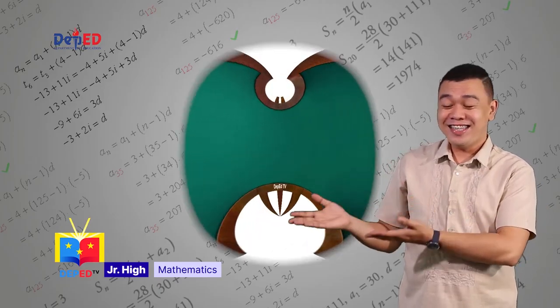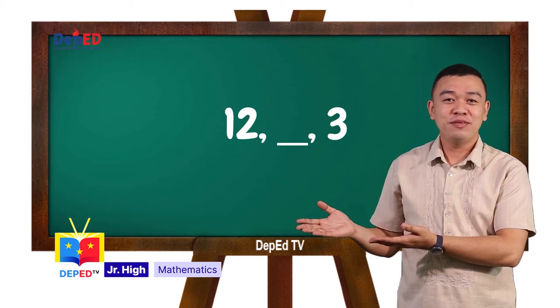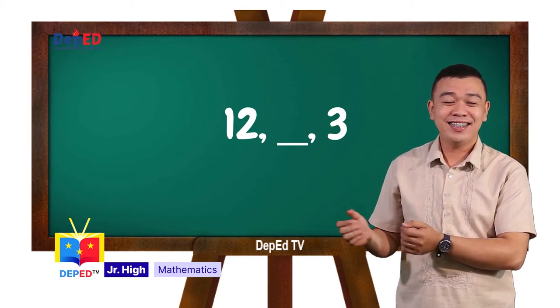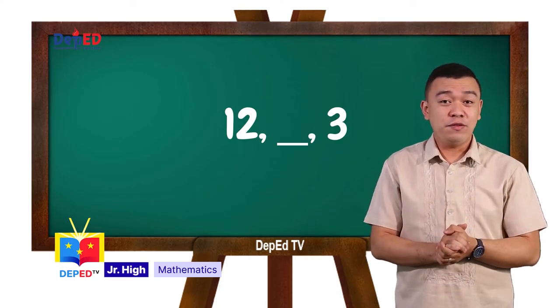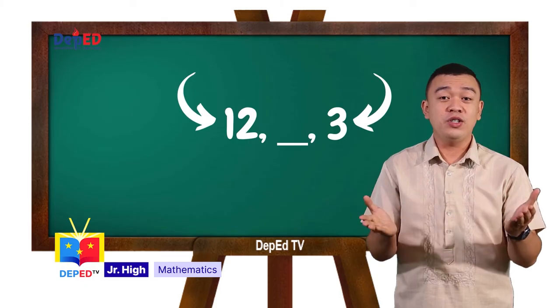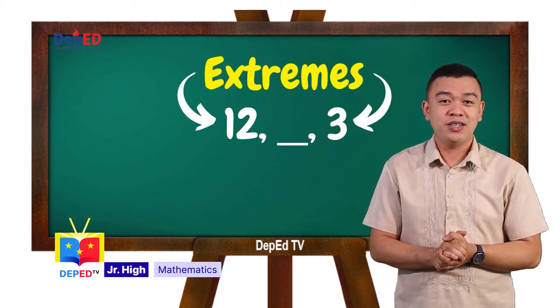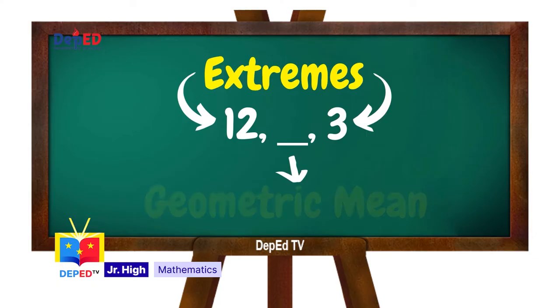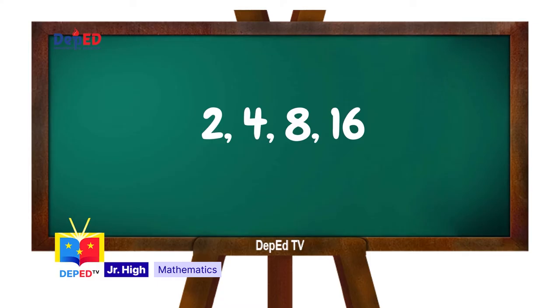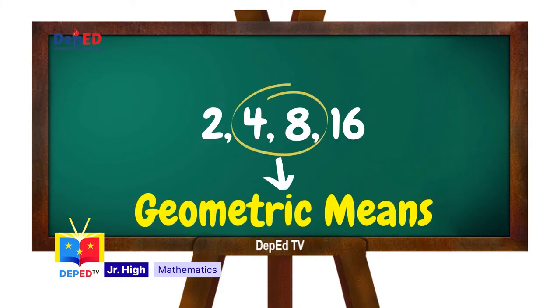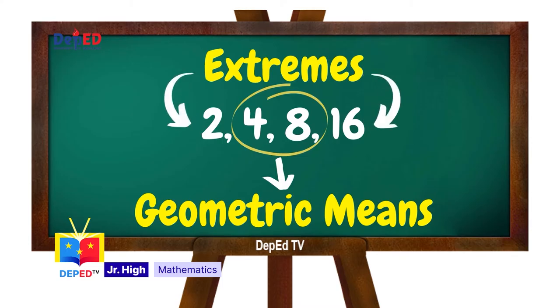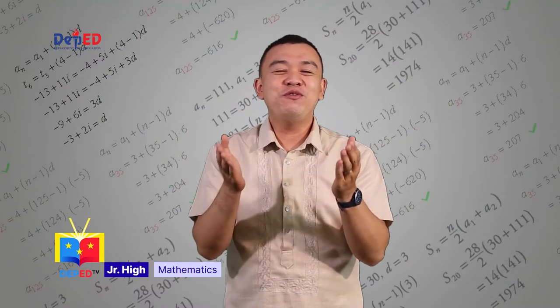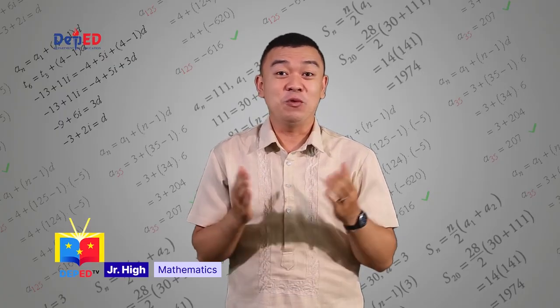Let's take a look at this example. 12, blank, 3. The given terms are first and last terms. These terms are called the extremes. And the term or terms in between the extremes are called geometric mean or geometric means. In the sequence 2, 4, 8, 16, the numbers 4 and 8 are the geometric means of the extremes 2 and 16. I know that you are very eager to explore more about this lesson. Well, let's begin.